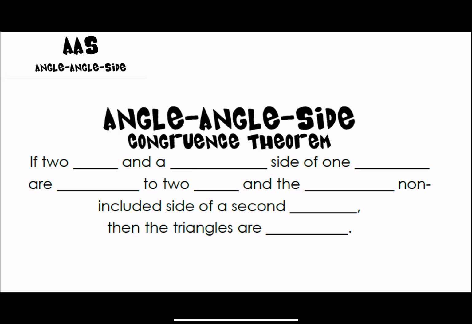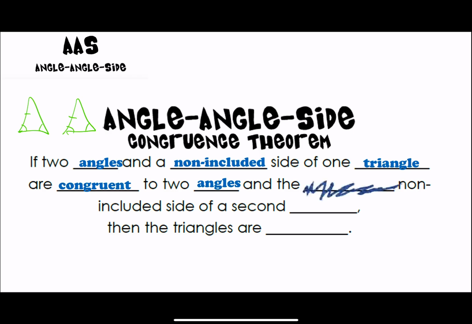All right, now angle, angle, side. I'm going to draw my triangles first, just so I'm ready. If two angles and a non-included side of one triangle, this could look like side, angle, angle. It could also be on the other side where it's angle, angle, side. As long as you have those three components, then it'll be congruent for both triangles. And then this blank isn't supposed to be there. I got a little too excited and I gave you the answer already. So you're just going to have to end up highlighting the word there. And again, then these triangles are congruent.